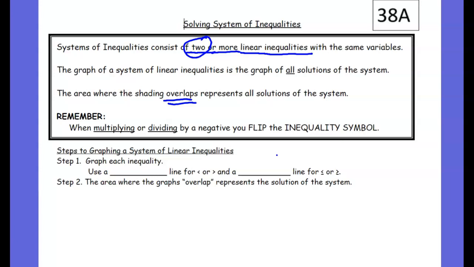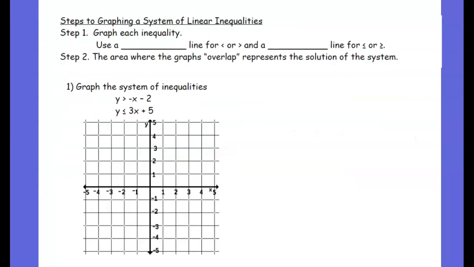Something to remember when dealing with inequalities: when we multiply or divide by a negative, we need to flip the inequality symbol. So let's look at some examples in our steps. First, graph each inequality. We're going to use a dashed line for anything that is less than or greater than, and a solid line when it has less than or equal to or greater than or equal to. Second, the area where the graphs overlap will represent the solution.